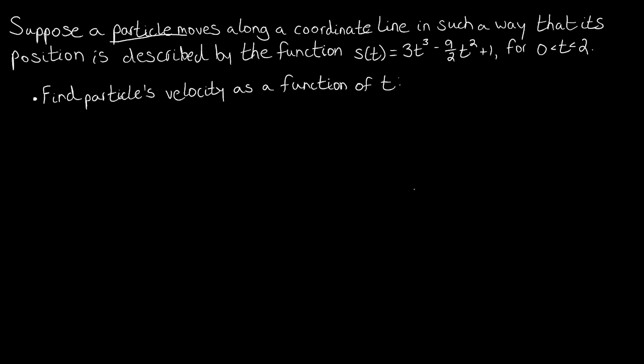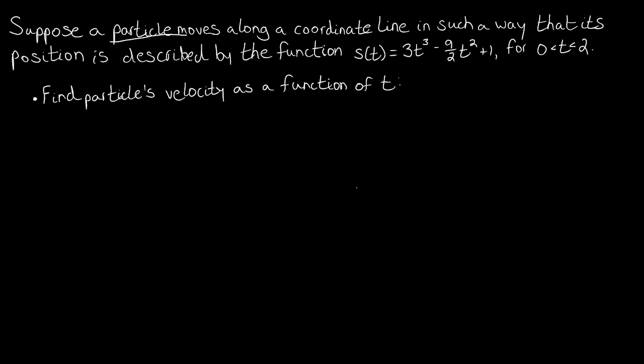It tells us to suppose a particle moves along a coordinate line in such a way that its position is described by the given function, which we have a cubic here, for the interval t greater than 0, but also less than 2. So that's the window we're dealing with. And the first question asks us, well, what's the particle's velocity as a function of time?